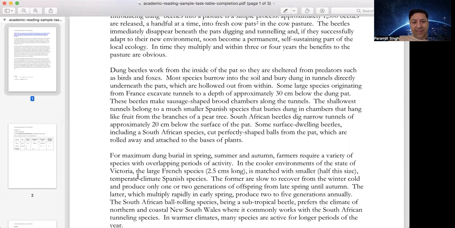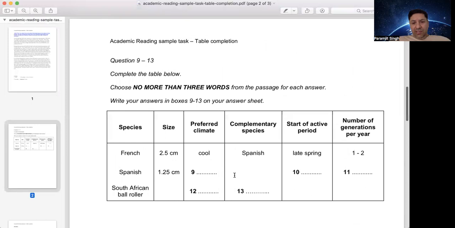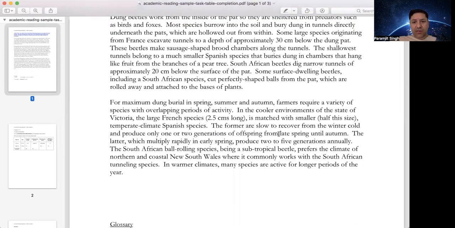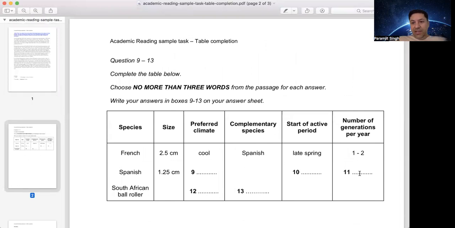Here it is. The temperate climate Spanish species. So answer will be temperate in 9th. And start of active period is then Spanish. You can go through the third paragraph. From late spring until autumn, this is about French, the former, slow to recover from winter cold. The latter, which multiply rapidly in early spring. Early spring will come and they produce 2 to 5 generations annually. So early spring and 2 to 5.